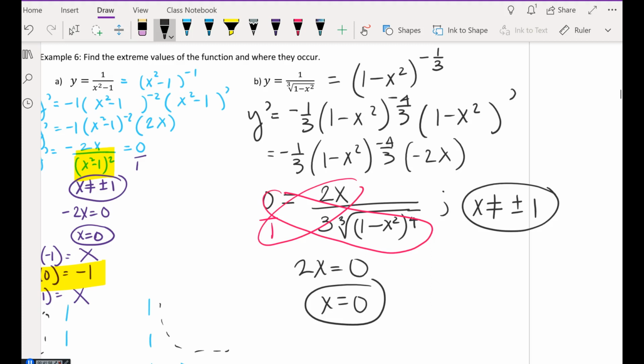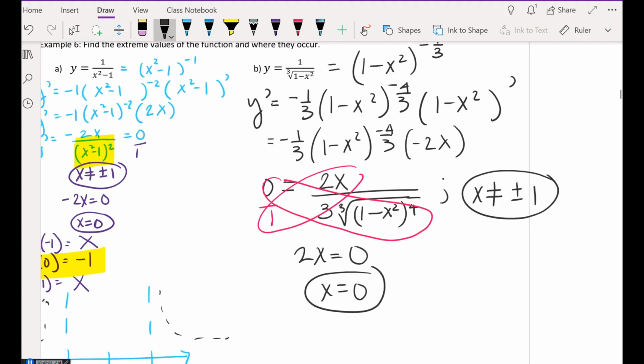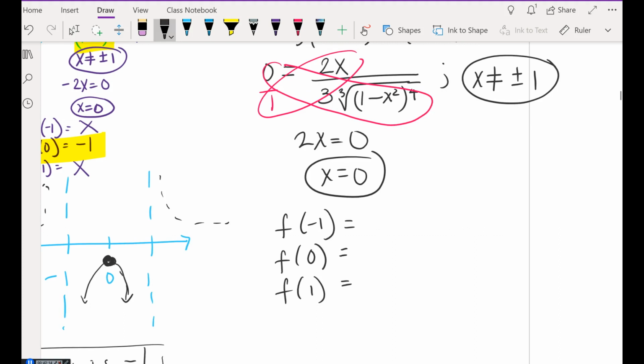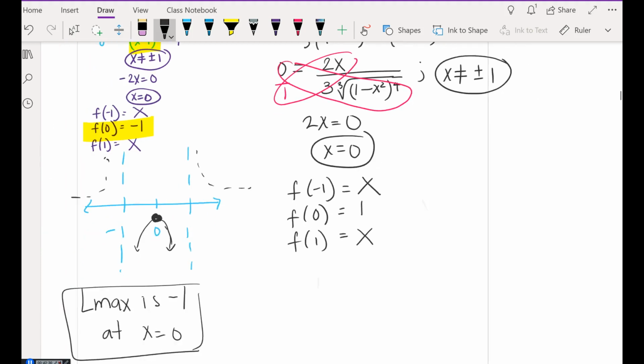Okay, let's keep on going. Now what? Just like the previous one, plug it in. There we go. f of negative 1 is, f of 0 is, f of 1 is. What's happening at f of negative 1? Asymptotes, right? Does not exist. What's happening at f of 0? What do we get? 1. What's happening at f of 1? Asymptotes again, okay? Because it doesn't exist.